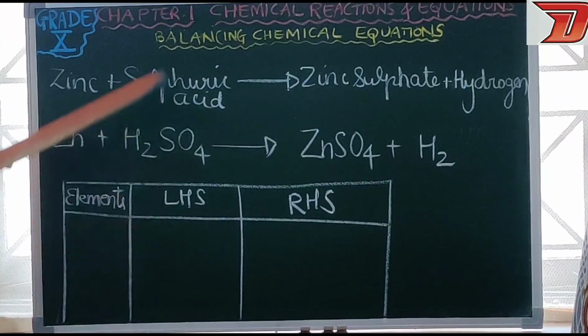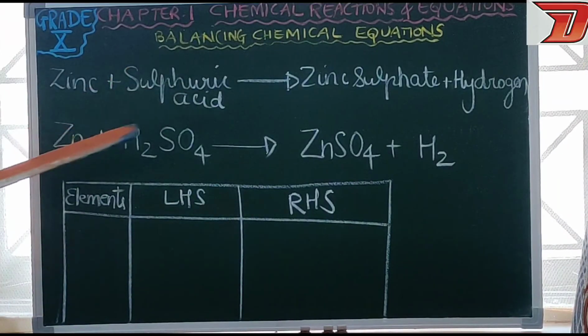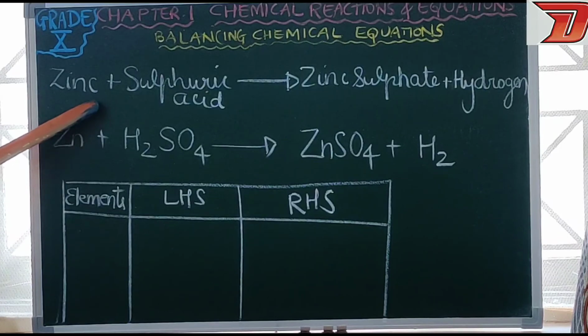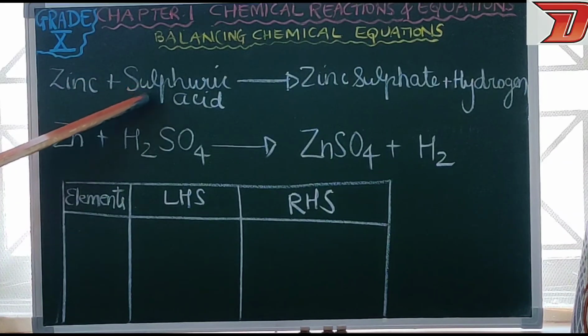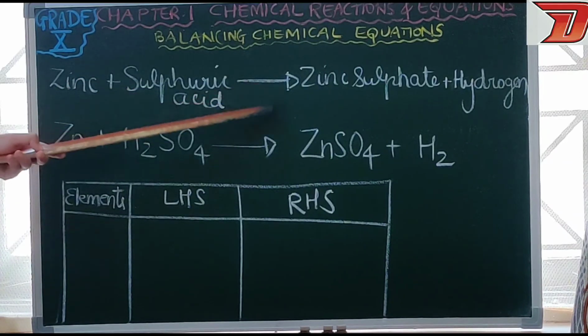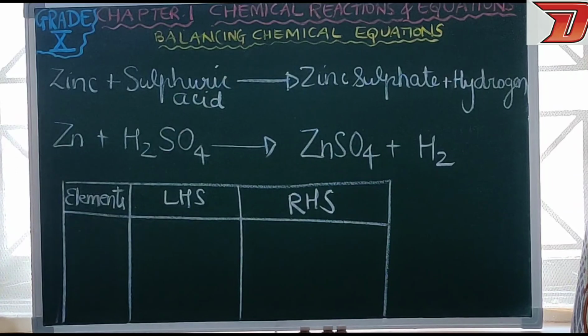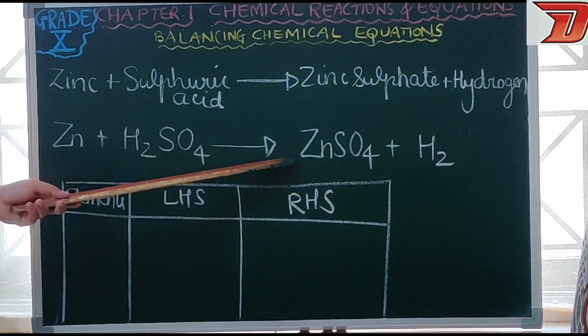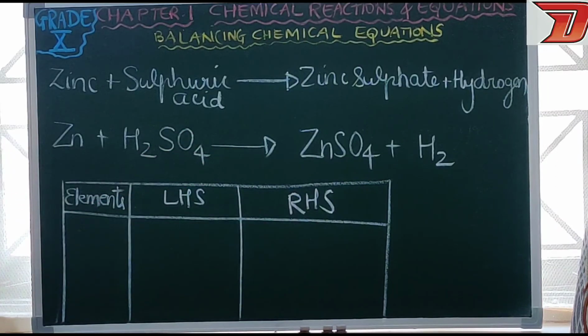So let us start with balancing of chemical equations. The same example is also given in your textbook. This is the word equation, as you know. When zinc metal reacts with sulfuric acid, it gives zinc sulfate and hydrogen gas is released. The same I have written in symbolic form. We know for zinc we write Zn, sulfuric acid is H2SO4, and on reacting these two reactants we get ZnSO4 and hydrogen gas is evolved.